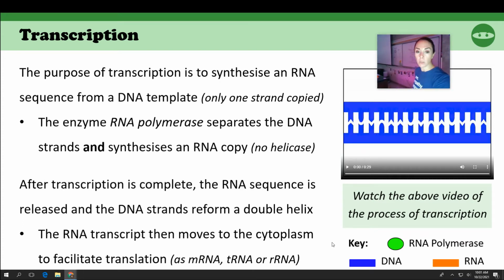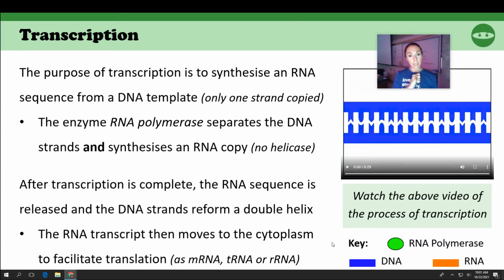There's a couple things we need to know about this. First of all, only one strand is copied. I was trying to find things to help you guys see, so this is what I found. I'm going to use these pipe cleaners to help show you, and we'll model this more in class. Okay, so some tricky things. First of all, the RNA is only copying just a small portion of the DNA.